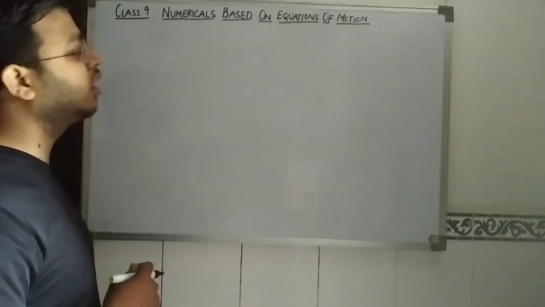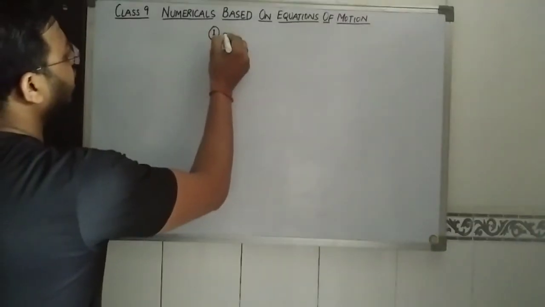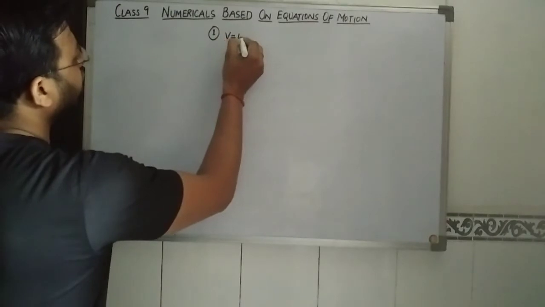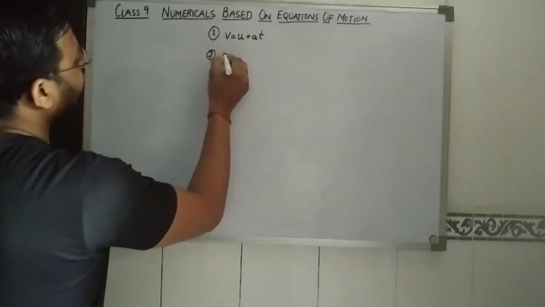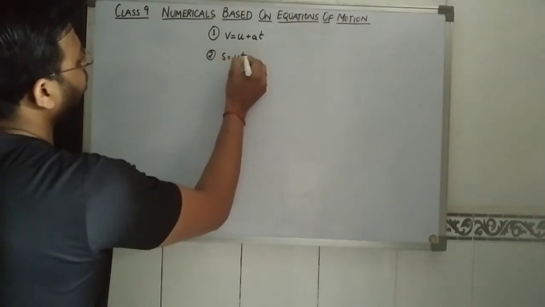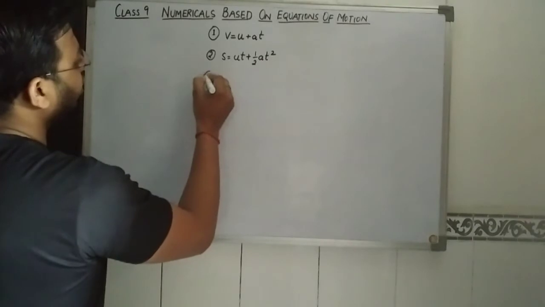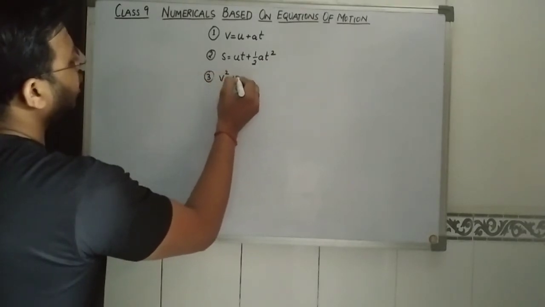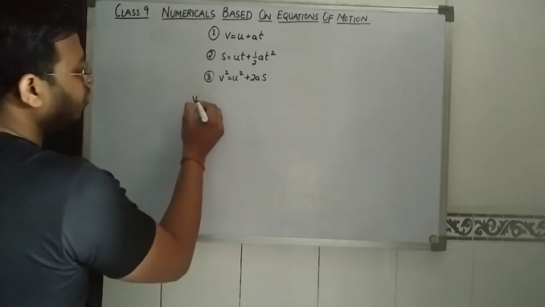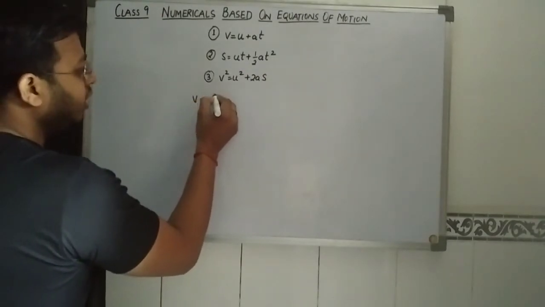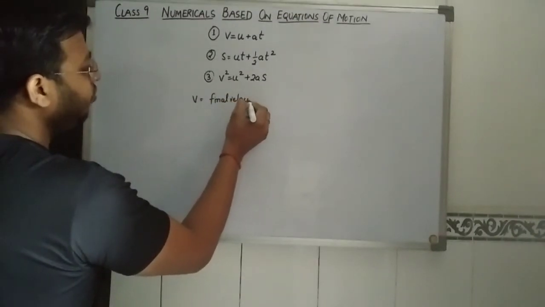Before starting the numericals, first of all we have to understand three formulae. The first formula is V equals U plus AT. The second formula is S equals UT plus half AT square. And the third formula is V square equals U square plus 2AS. Now, what is V called in this? V will be called the final velocity.